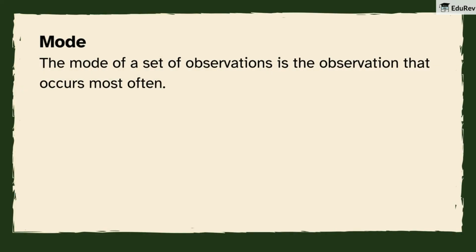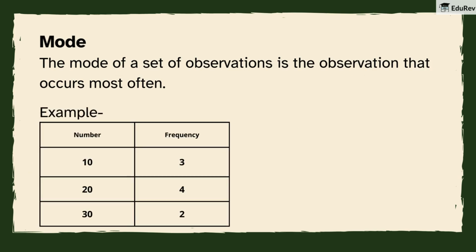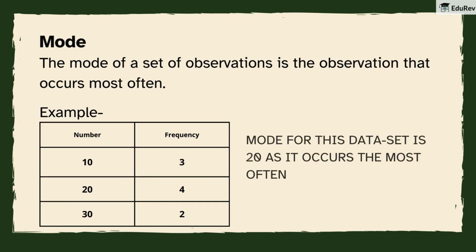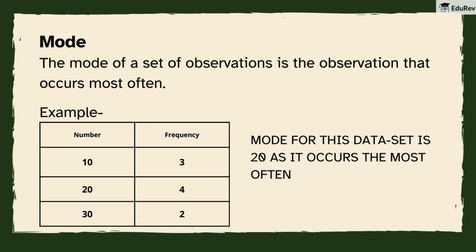Now, let's discuss mode. The mode of a set of observations is the observation that occurs most often. For example, if we look at the following data set of numbers along with their frequencies, we can see that the mode for this data set is 20, as it occurs the most often.